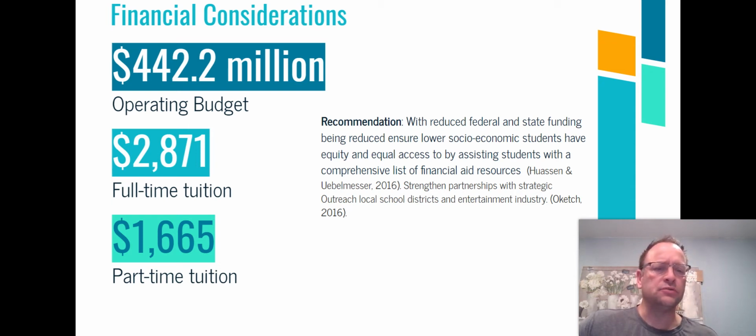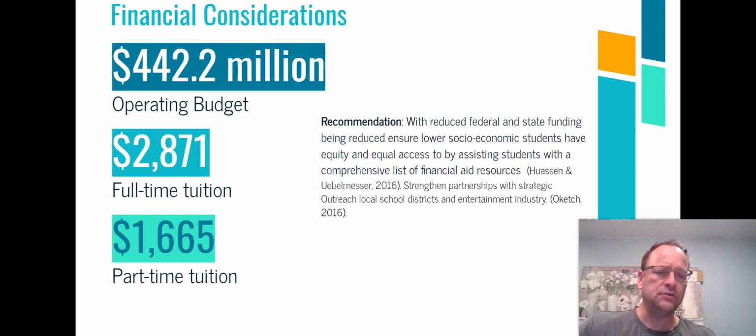My recommendation here is, with the reduced federal and state funding that all colleges are facing, ensuring that lower socioeconomic students have equity and equal access by assisting them with a comprehensive list of financial aid resources. They mention Cal Grants and Pell Grants and middle class scholarships, but they really need to do a full court press to make sure that students have access to those and understand those and are able to apply.